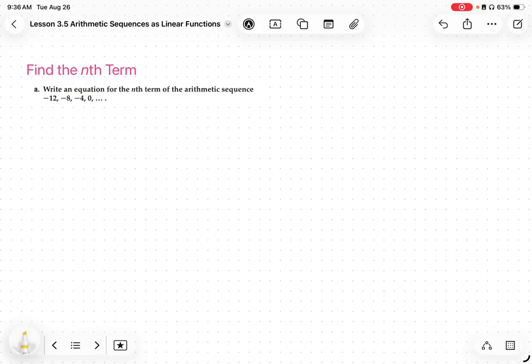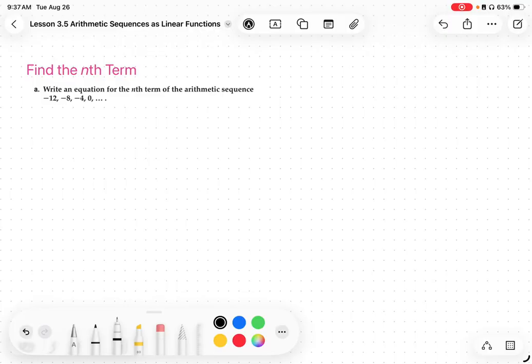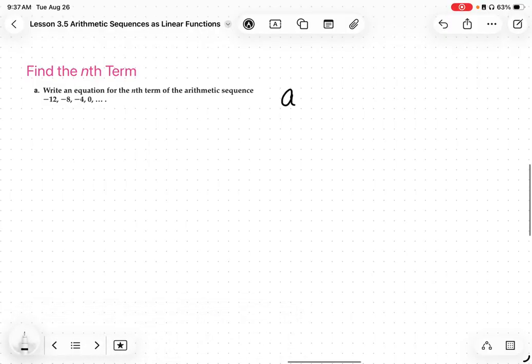Let's learn how to write an equation for an arithmetic sequence. So an equation for an arithmetic sequence is going to look like this. It's going to be a and then a little n right there. We read that as a sub n. And then it equals a sub 1 plus n minus 1 times d.